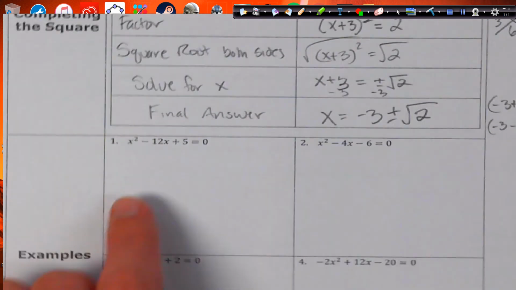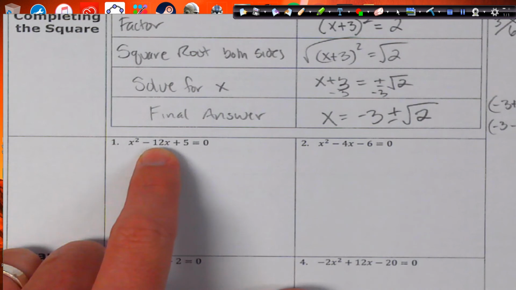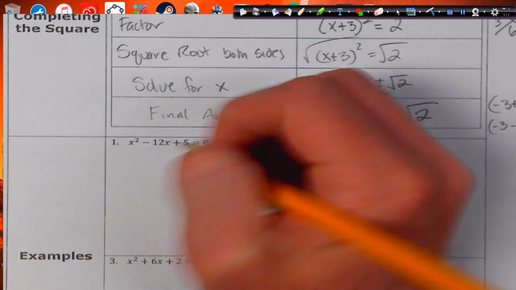Okay, so first thing, can we x factor? Anything that multiplies to 5 and adds to negative 12? Nope. So we're going to move this piece over.